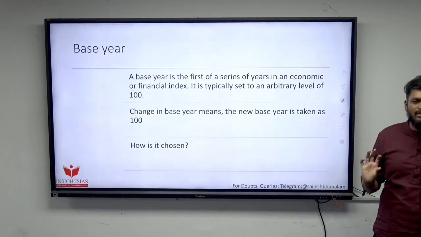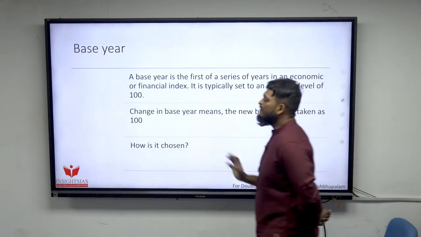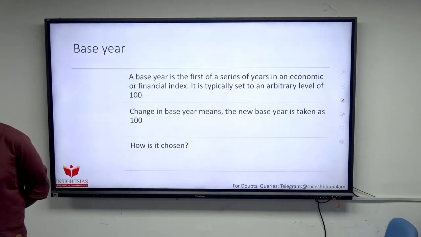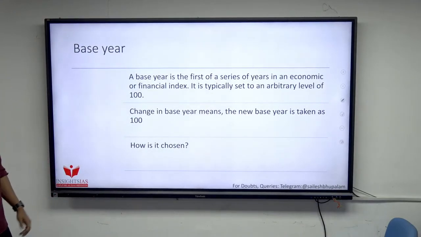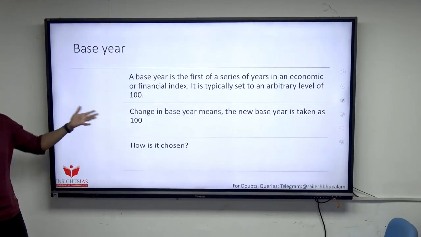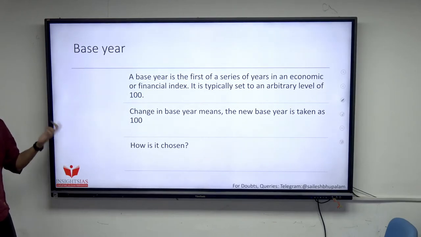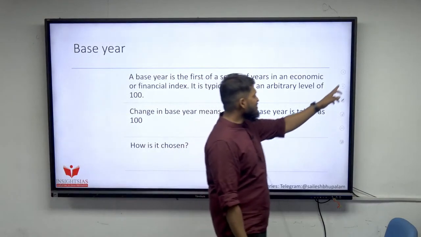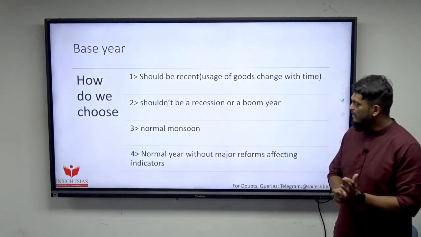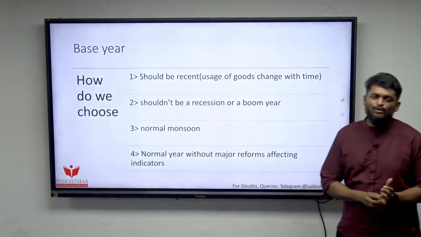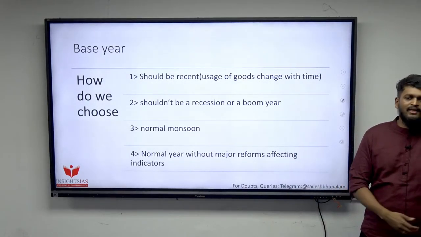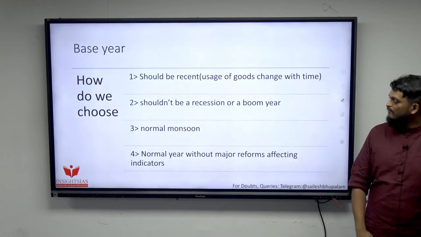Base year we already discussed, what is it? Every index's base year is usually given an arbitrary value of 100, so that it is easier for comparison. Whenever we take a new base year, it is given a value of 100. From there it will keep on increasing. Basket also we change. But how to choose a base year? First, it should be recent. Why should it be recent? Because the basket should be recent, otherwise there is no use of having a base year.